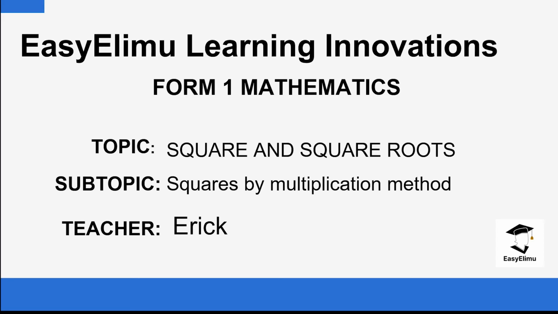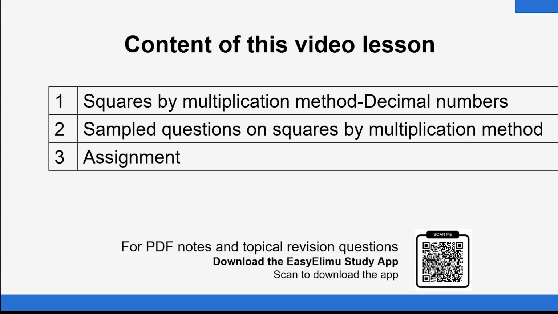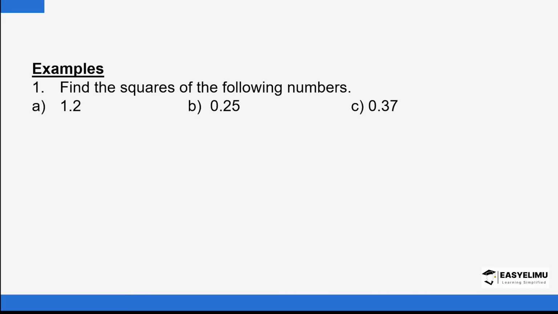I'll be taking you through this topic, squares and square roots. And for this lesson, we'll be looking at squares of numbers by multiplication method. So we'll start by looking at multiplication method on decimal numbers. And of course, we'll be going through some sample questions on the same to help us practice, just to see how that is done. And at the end of the lesson, we'll give you some questions to help you practice, just as an assignment.